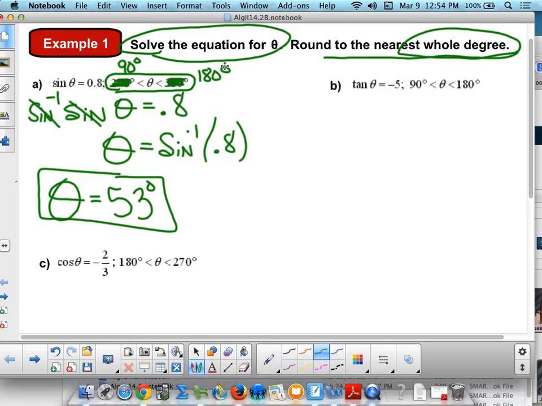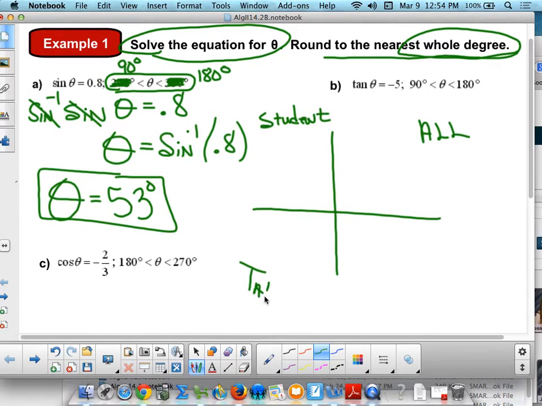All right, here's why it should say 90 to 180. Now guys, you will learn a ton right now if you listen. You see how it said sine of theta equals 0.8? 0.8 is a positive ratio. Where is sine positive? Do you guys remember this saying? All students take calculus.